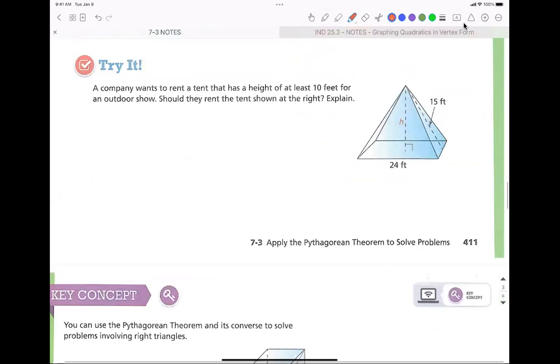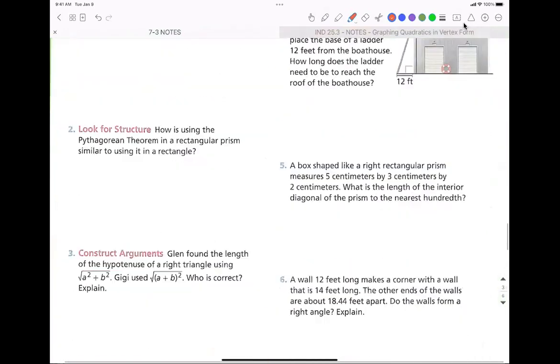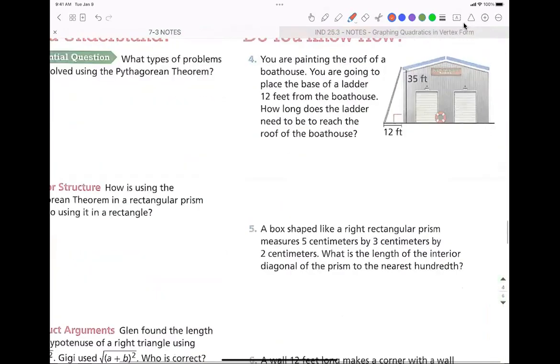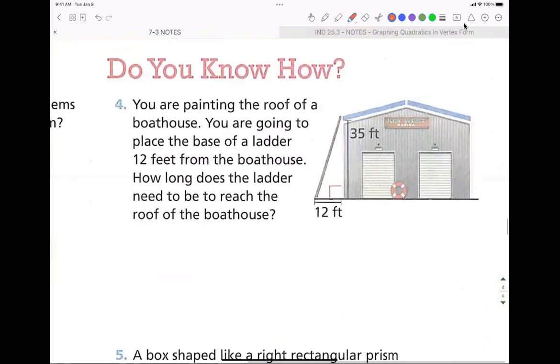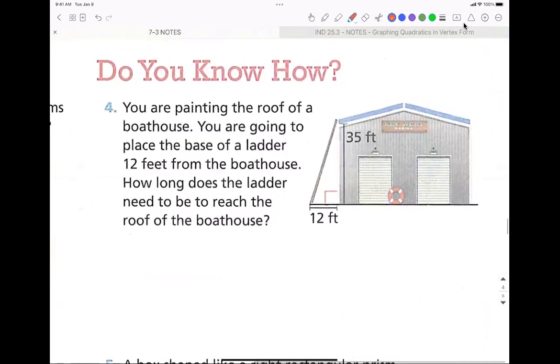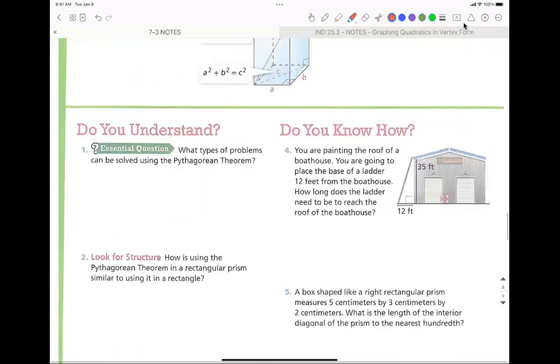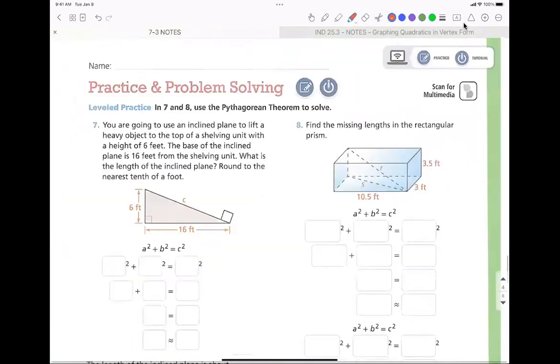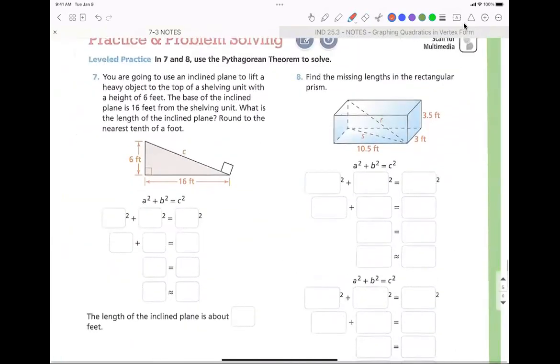All right. Let's roll into our homework, and we are going to do it together. Look, there's one, right there. I just now said it. You guys are going to have these. They pop up a lot, right? You're painting a roof. You place the base of the ladder 12 feet from the boathouse. How long does the ladder need to be to reach the roof of the boathouse? So this is just like that one I drew at the beginning. So you always use the Pythagorean theorem to find the length of that ladder. Okay. All right. So let's go to number 7 and number 8 is where we're going to start.